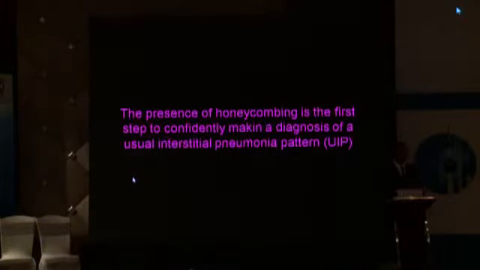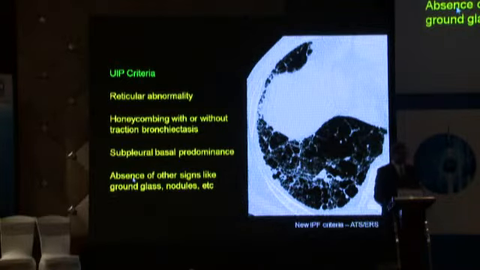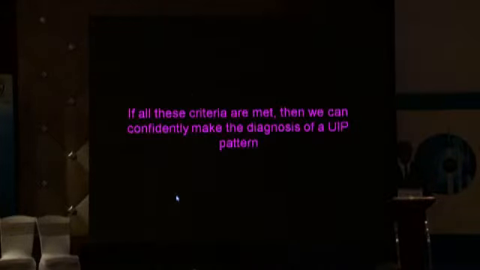So if we are confident of picking up honeycombing, then we can pretty much make a diagnosis of a usual interstitial pneumonia pattern or the UIP pattern. Couple of additional things that we require are a subpleural basal predominance and the absence of anything else. So there shouldn't be any ground glass, no nodules, nothing else. So pure honeycombing, basal predominance tells us that this is a UIP pattern.